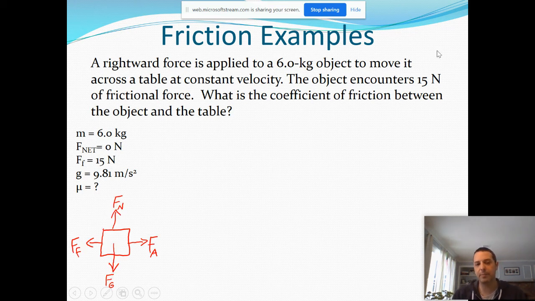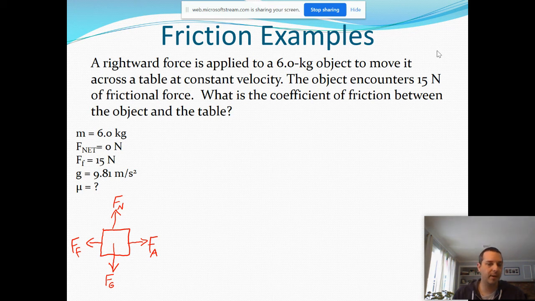If we look at a free body diagram of this, it's very similar to our last one. Here we have frictional force going to the left, gravitational force pointing downwards, normal force pointing upwards, and an applied force pointing to the right. Because it's at constant velocity, I know this applied force is going to be 15 newtons. That's not going to come into the problem, but just for informational purposes.